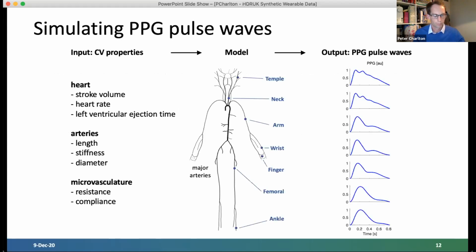So this is the approach we used to simulate PPG pulse waves. We had a model of blood flow through the major arteries, which we adapted by adding on the functionality to output PPG pulse waves. On the left, the model takes as inputs the cardiovascular properties of the heart, the arteries, and the microvasculature. It then simulates pulse waves, allowing one to generate PPG pulse waves at a range of common measurement sites throughout the body.